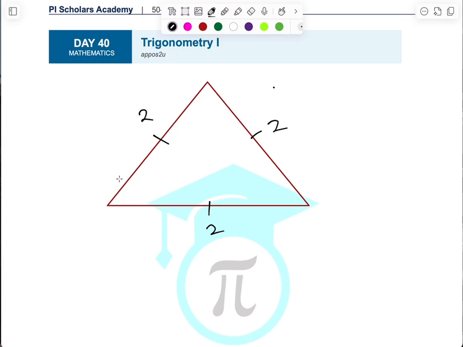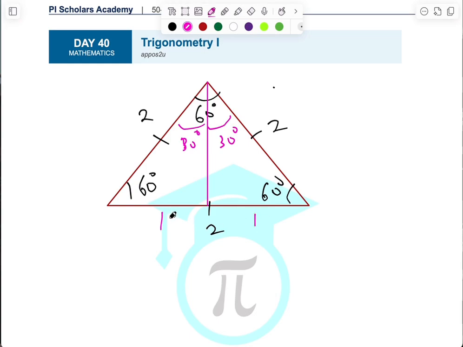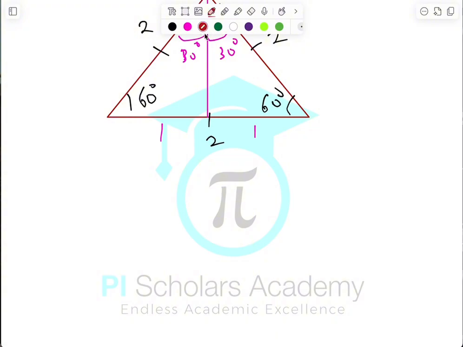Equilateral triangle. So automatically, if it is equilateral and the sum of all the angles in a triangle is 180 degrees, that implies that each of them would be 60 degrees. So if I draw a line of symmetry right here, and I bisect this triangle into two halves, because it is an equilateral triangle, it means that this side and this side will be equal halves of each other. So therefore, this angle is going to be 30 degrees, this is going to be 30 degrees, and this is going to be 1, and this is going to be 1. So permit me to extract that right angle triangle out.